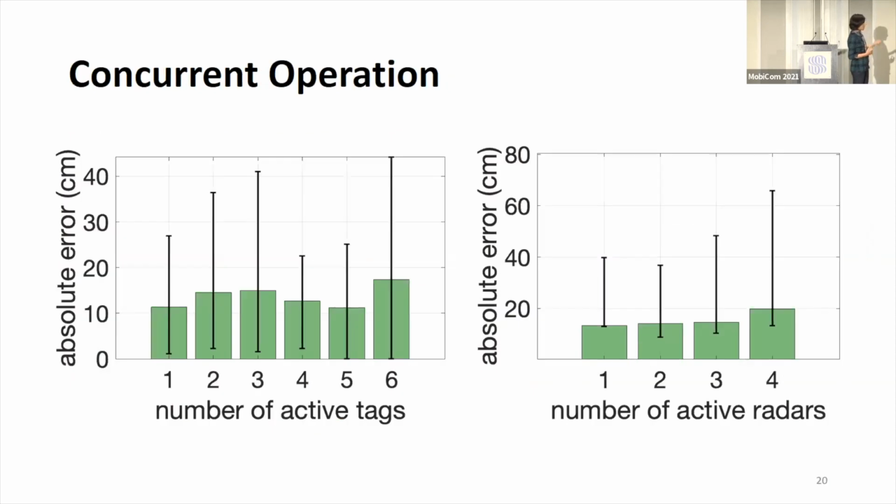Here's the concurrent operation. We tested it with 6 active tags, or for example, 4 radars, and we see that across all of them, we can easily differentiate them. And we have simulation and processing on the number of active tags we can support with this modulation and this coding scheme. So check out our paper for more details on all of that.